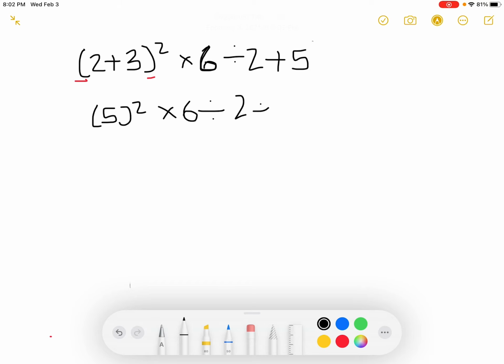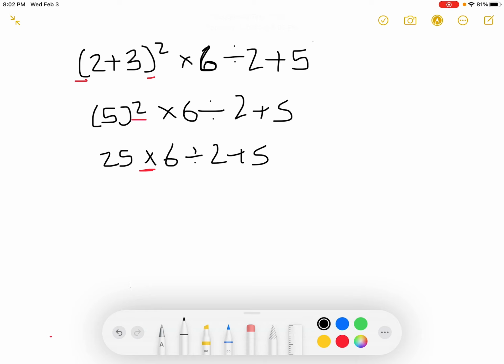Let's rewrite everything else. Now, E, exponents. Do we have one? Yes, we do. So 5 squared is 25 times 6 divided by 2 plus 5. Now we do division or multiplication. Even though the D comes first, we have to do multiplication first because we go from left to right. And remember what I said? Just because D's first in PEMDAS doesn't mean that you do it first. It's whatever comes first. But you have to do it before the addition.